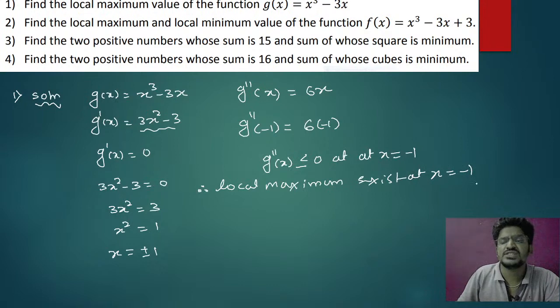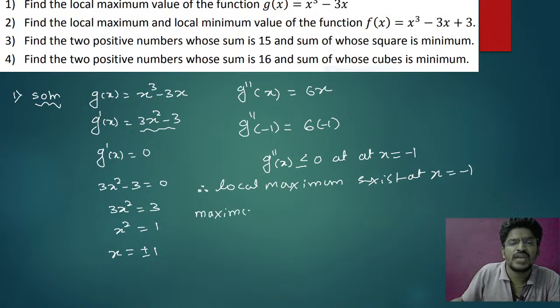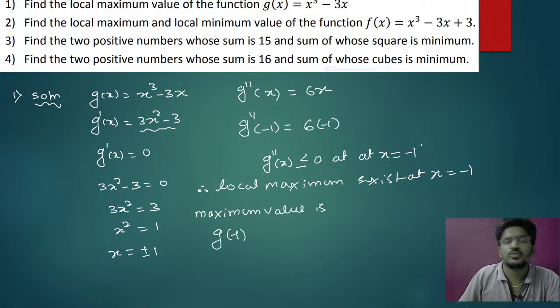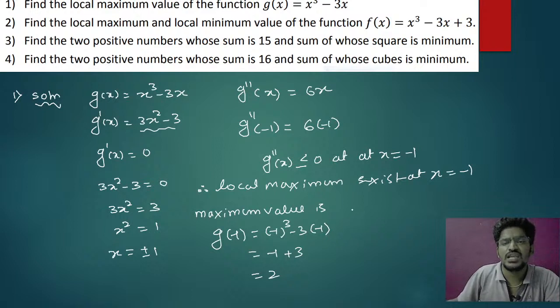But remember, this is not maximum value. So maximum value, if you want, is g of minus 1. Okay, you have to put this minus 1 in g. So g of minus 1, that is minus 1 cube minus 3 into minus 1. It will be minus 1 plus 3, it will be 2. So local maximum value is 2.